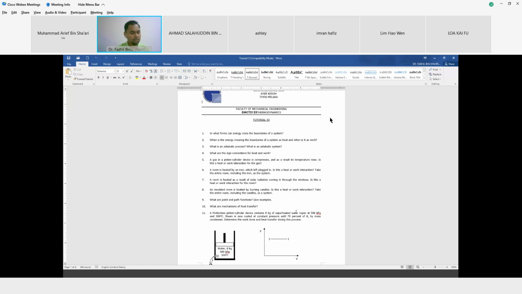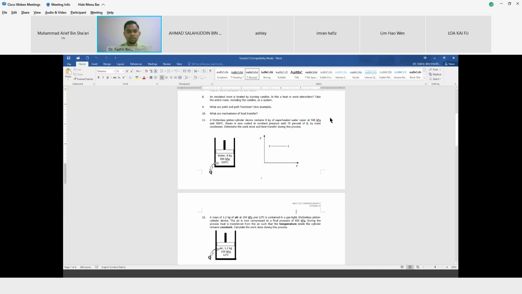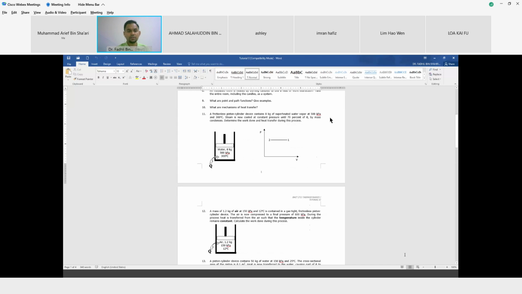So let's look at question number 11. Question 11. A frictionless piston cylinder device contains 8 kg of superheated water vapor at 500 kilopascal and 300 degrees C. Steam is now cooled at constant pressure until 70% of it by mass condenses. Determine the work done and heat transfer during this process.